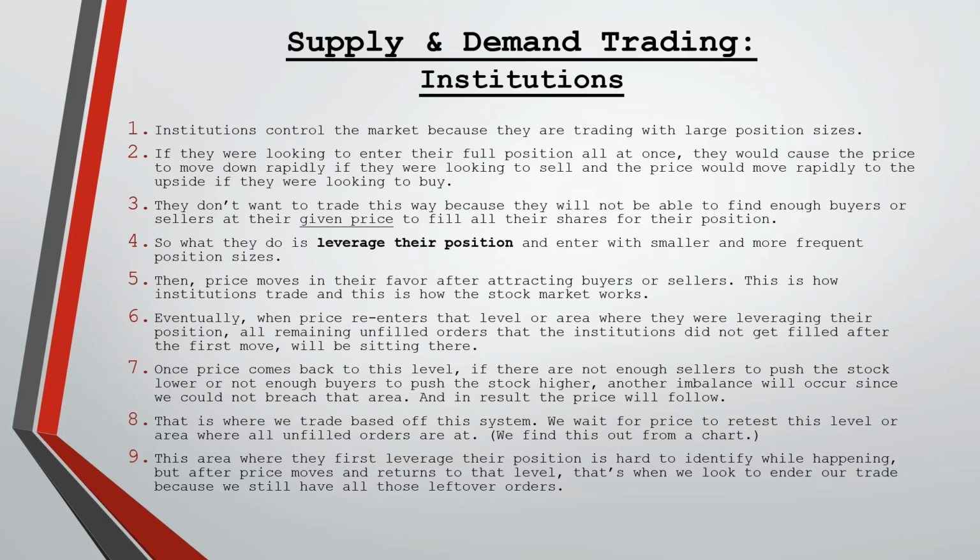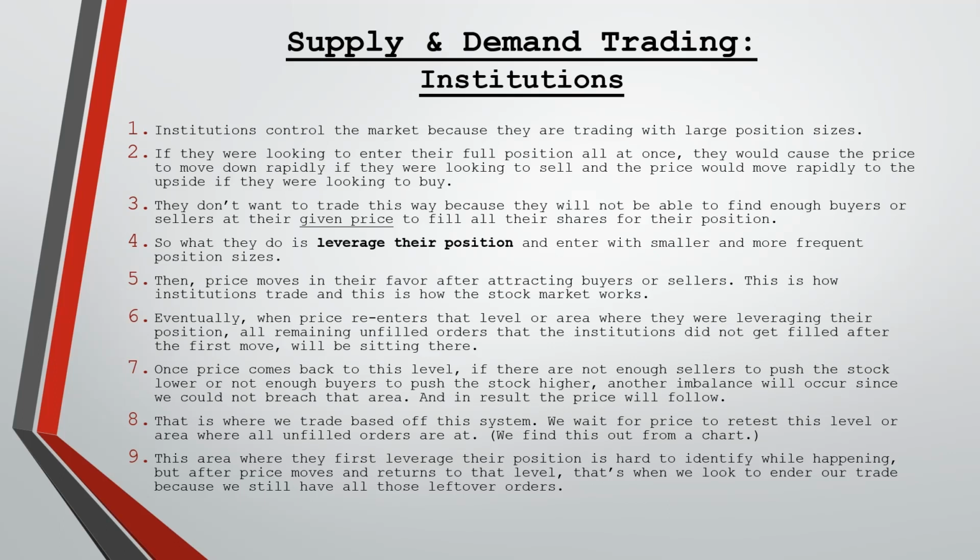So what they do is that they leverage their position or leverage their order, and they enter the trade in smaller, more frequent position sizes. That's important. We look for these areas where they leverage their position. That's the main goal. So after they do leverage their position, price moves in their favor, and now they're going to be in a green trade. They're going to be profitable on it. And they're going to be looking to exit the same way they did when they entered. This is how institutions trade, and this is how the stock market works, right?